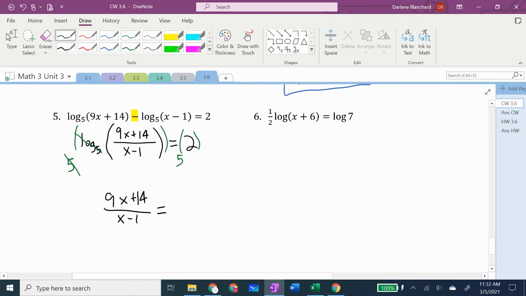On the right side, I have 5 squared, because that 5 to the power didn't have a logarithm to cancel with. So it sticks around, and I have 5 squared, which is 25. So now it's more of a normal equation. Keep in mind that if you have a fraction when you are solving an equation, the first thing you want to do is multiply that denominator to the other side. So I'm going to multiply both sides by x minus 1.